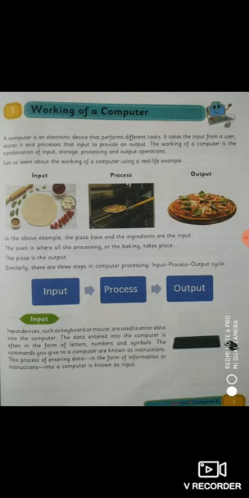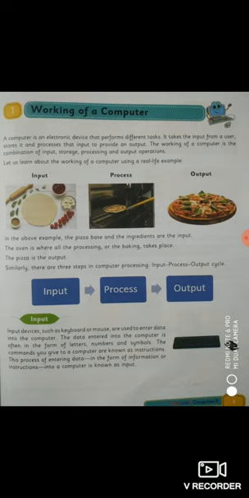Similarly, there are 3 steps in computer processing: input, process, output cycle. See the diagram here? Input, process, output. So let us see what is input. Now, to prepare a pizza, we saw the input. To prepare Maggi or the noodles, we saw the input. In computer terminology, what is the input?